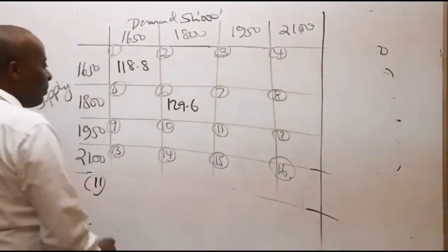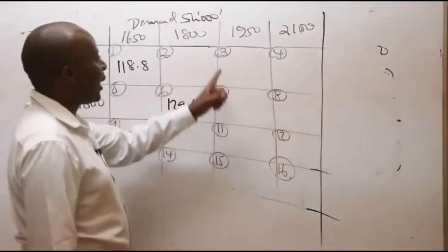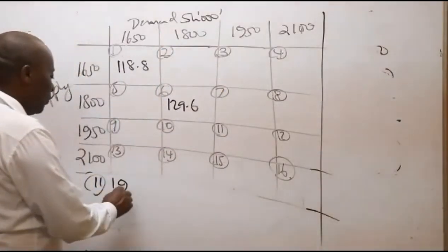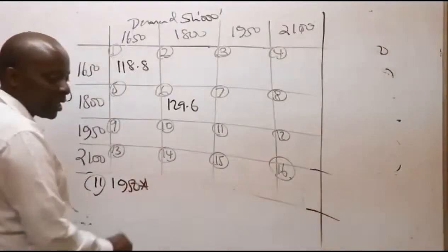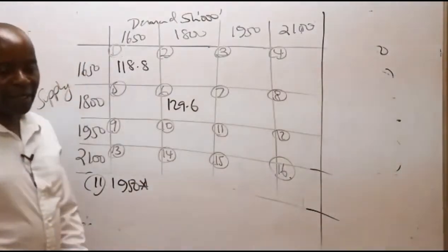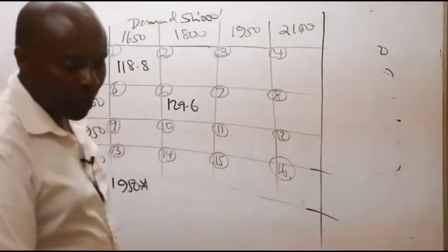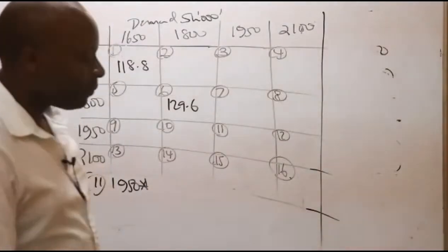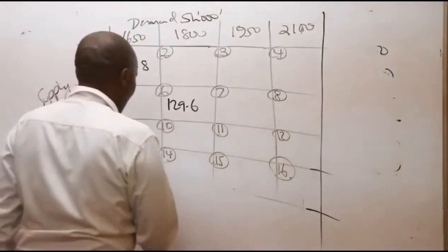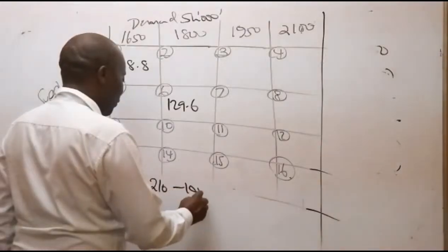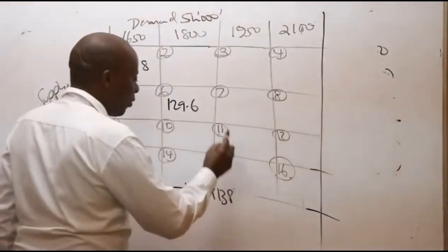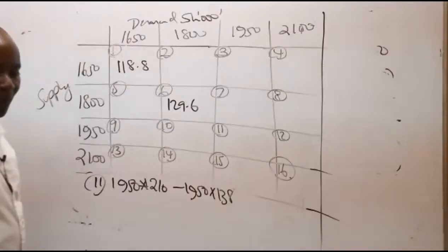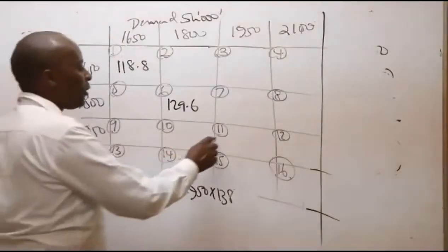Number 11 is a perfect match between 1950 and 1950. So I'll take 1950 times, I've forgotten my price, was it 210? My price per bracelet was 210 minus 1950 times 138. I hope you are seeing where the 138 is coming from. So somebody is giving me 140.4.